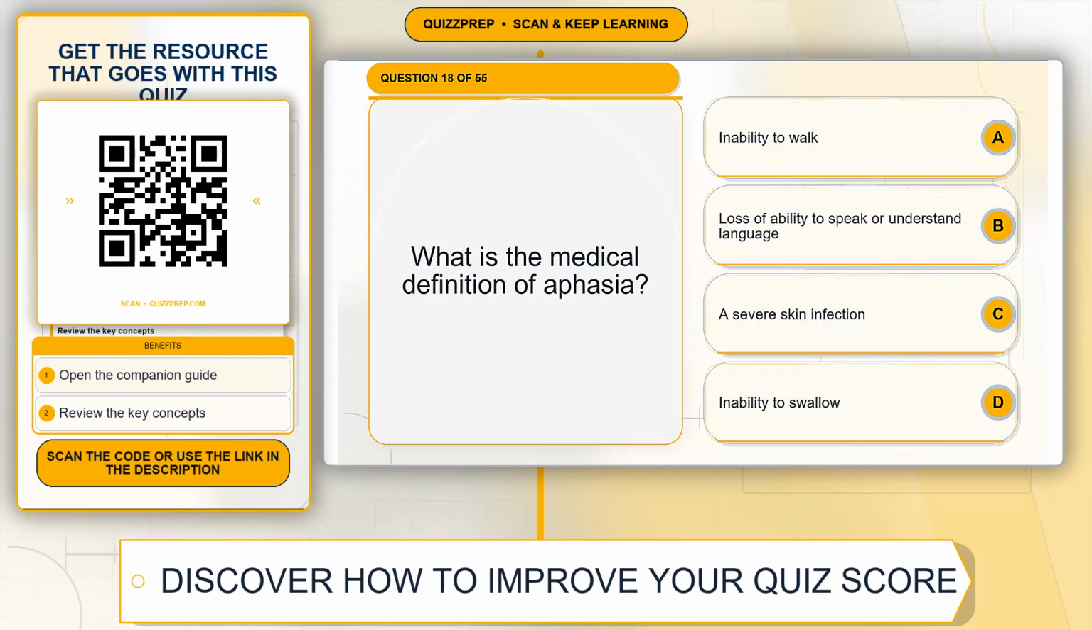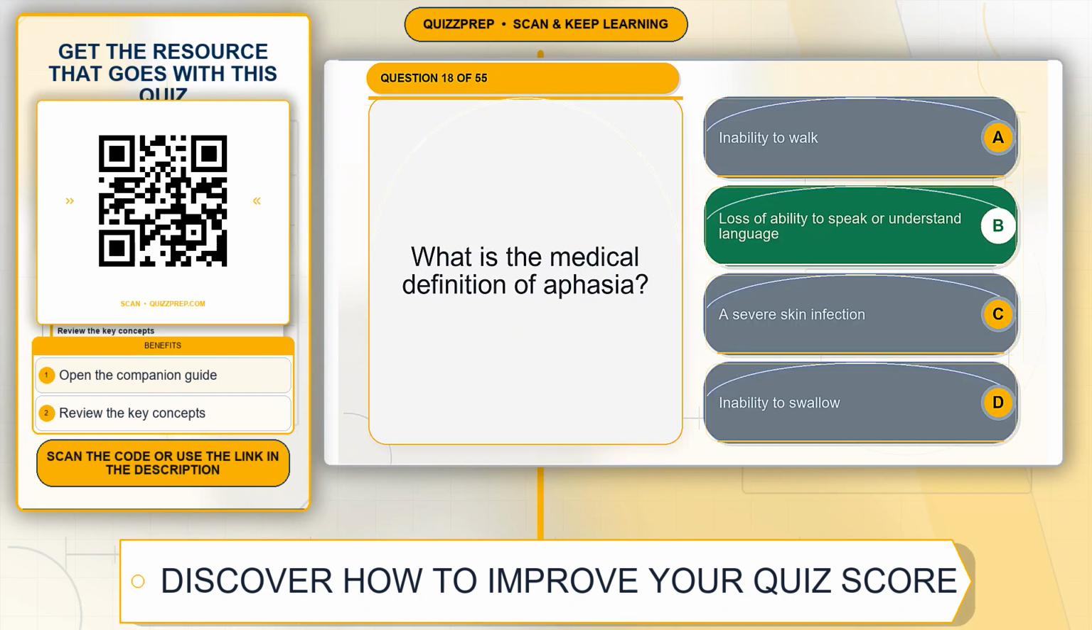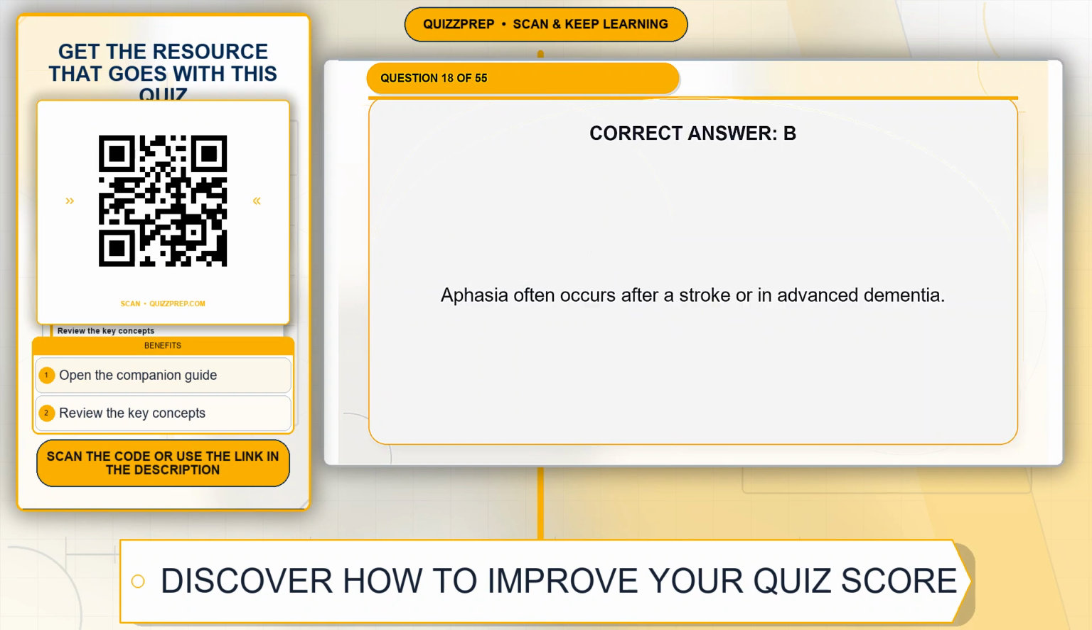Question 18. What is the medical definition of aphasia? Option A, inability to walk. Option B, loss of ability to speak or understand language. Option C, a severe skin infection. Option D, inability to swallow. The correct answer is option B, loss of ability to speak or understand language. Explanation: aphasia often occurs after a stroke or in advanced dementia.